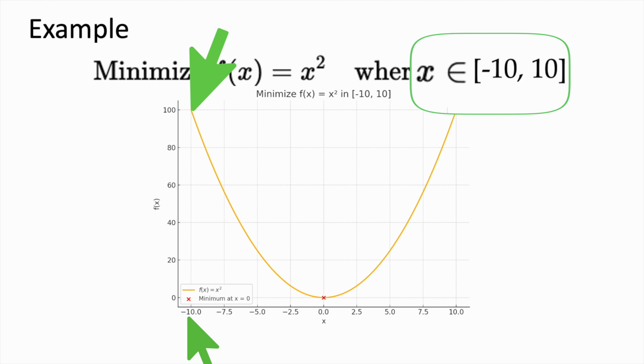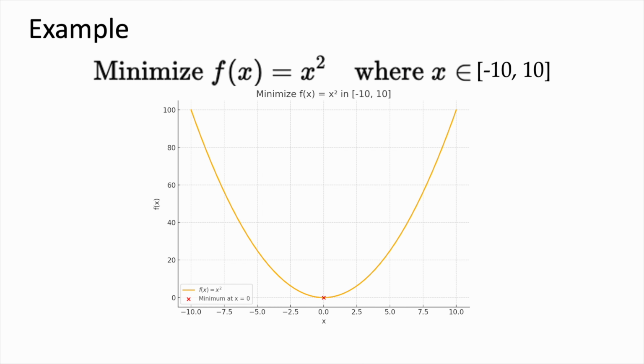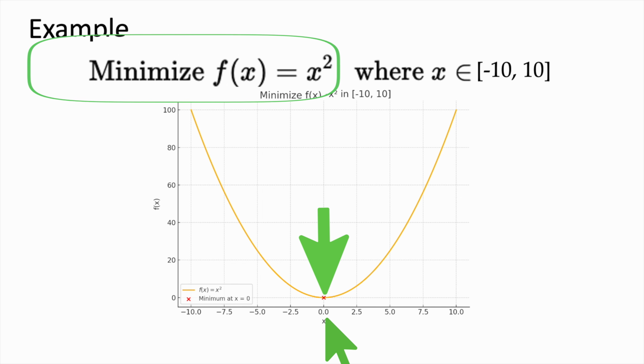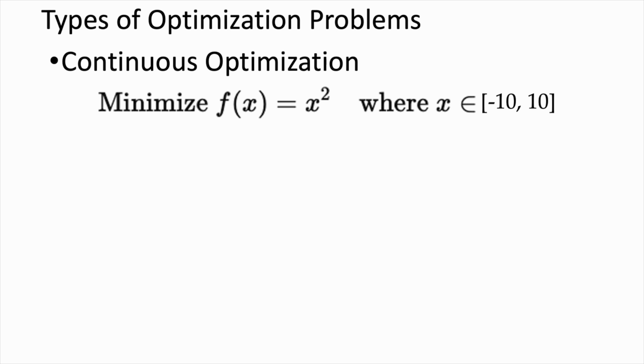When x ranges from -10 to 10, the minimum of the function f of x is still found at x equals 0. So minimizing f of x confirms that the lowest value occurs when x is equal to 0. Now that we understand how optimization works for a simple function, let's move on and explore different types of optimization. Let's talk about continuous optimization.